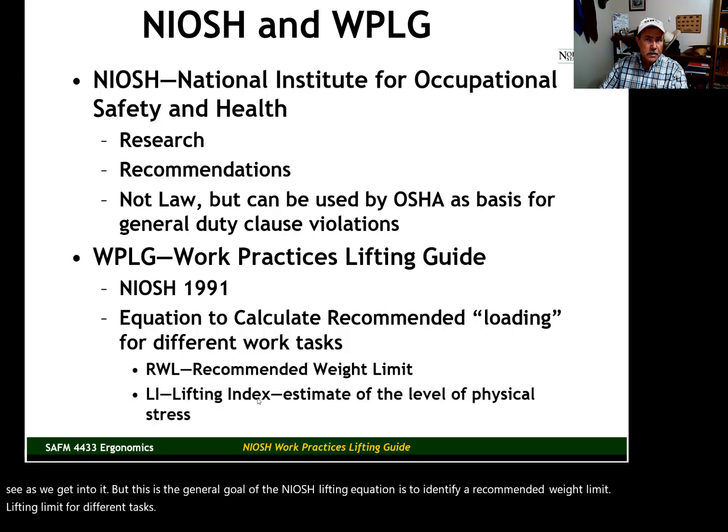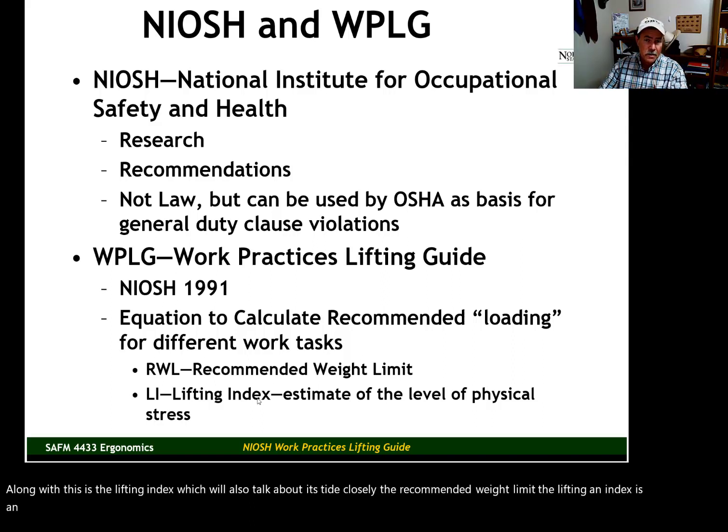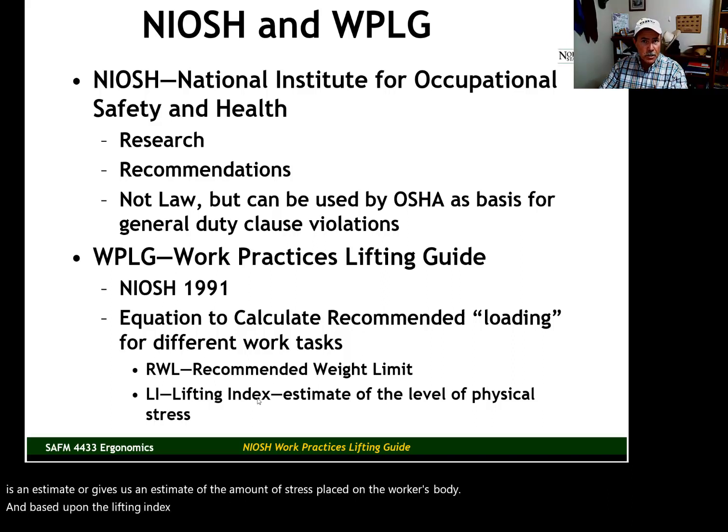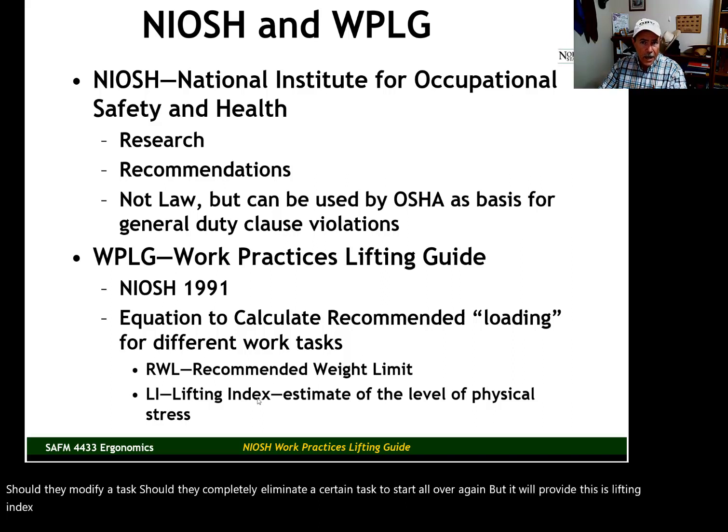Along with this is the lifting index, which we'll also talk about. It's tied closely to the recommended weight limit. The lifting index gives us an estimate of the amount of stress placed on the worker's body. And based upon the lifting index number, there are recommendations on how an employer should proceed. Should they modify a task? Should they completely eliminate a certain task and start all over again? This lifting index estimate will provide guidance on what we can do in the workplace.